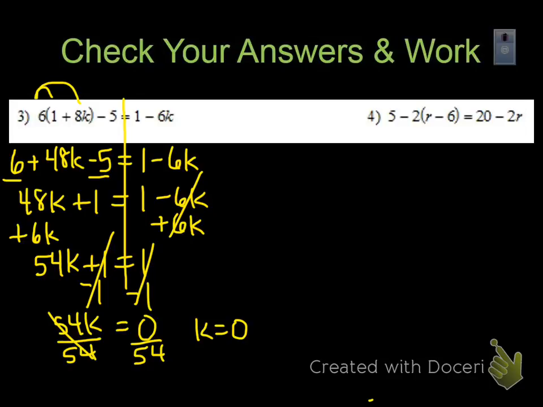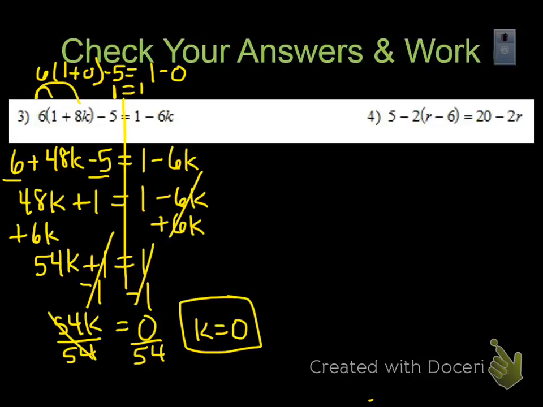0 divided by anything is 0. So this is a one solution equation where 0 is the only number that works. If I were to substitute 0 back in here, I'm going to check that. It would be 6 times 1 plus 0, because 8 times 0 is 0, minus 5 would have to equal 1 minus 0. Well, 1 plus 0 over here is 1, so 6 times 1 is 6. 6 minus 5 is 1. 1 minus 0 is 1. So because this is a true statement, k equals 0 is correct.